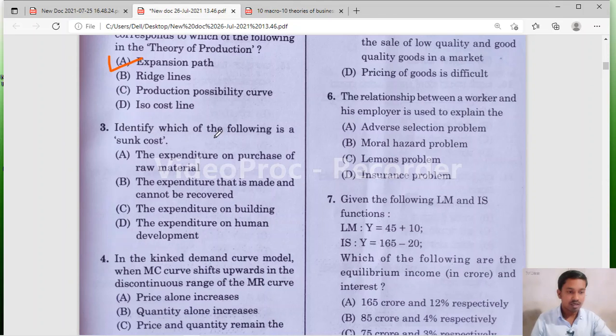Next, question number 3, identify which of the following is a sunk cost. Option A, the expenditure on purchase of raw material. Option B, the expenditure that is made and cannot be recovered. Option C, the expenditure on building. Option D, the expenditure on human development. Here the right answer is option B, the expenditure that is made and cannot be recovered is known as the sunk cost. Yes, in sunk cost, once expenditure is made and we are unable to recover that expenditure, that is known as the sunk cost.